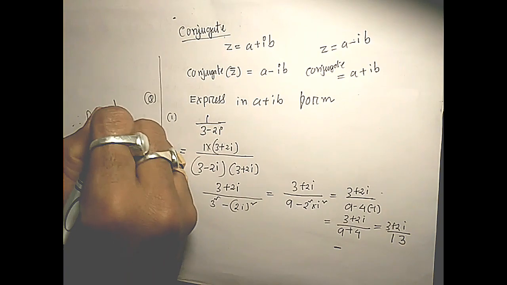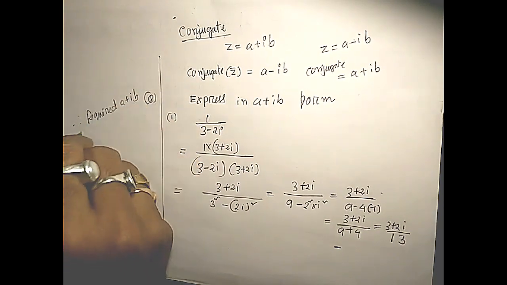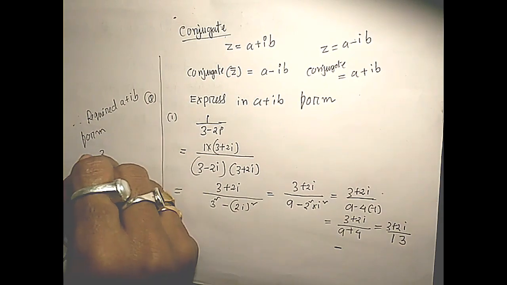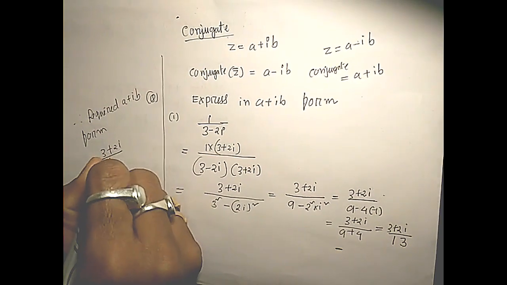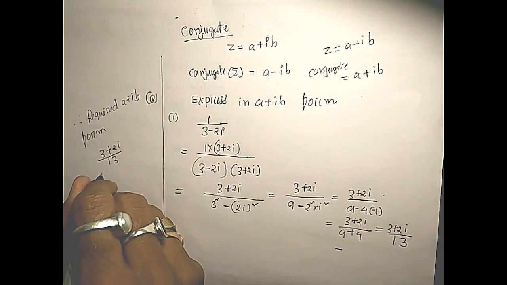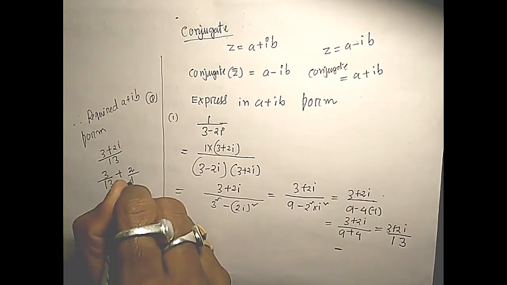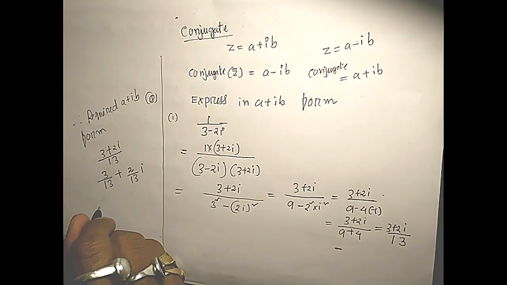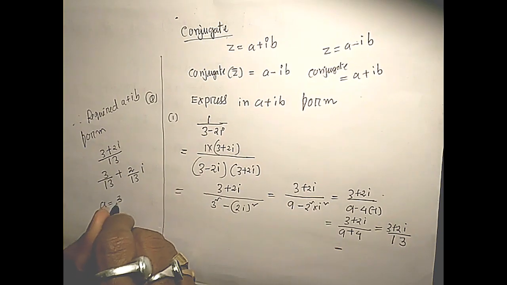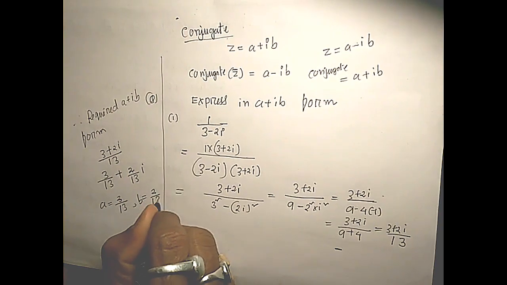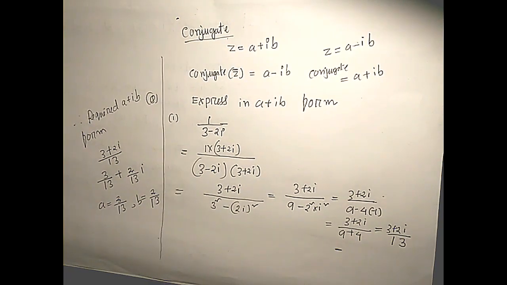Therefore, the required a plus ib form. What should be the a plus ib form? 3 plus 2i by 13. So we can write 3 by 13 plus 2i by 13. So a equals 3 by 13, b equals 2 by 13.